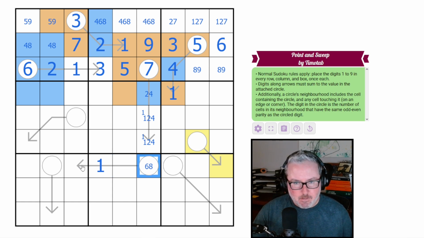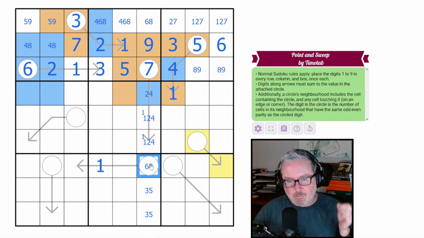Because it could be 6. Wait, this can't be a 4, first off. So we actually get something out of that. We have a 6, 8 pair, a 1, 2, 4, a 7, and 9. These have to be from 3 and 5. That does tell us what this circle is, which it can't be a 6.